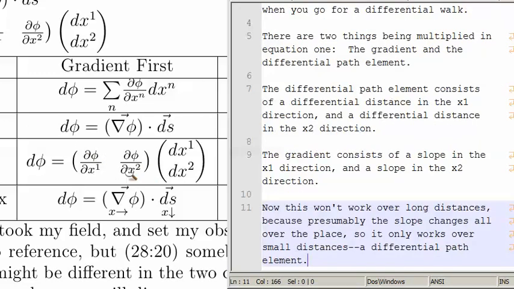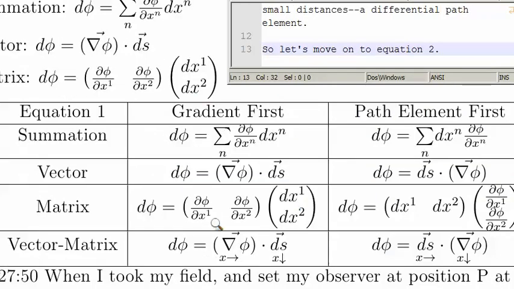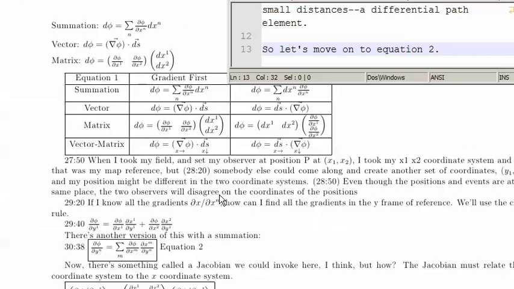Now these slopes aren't going to work over long distances because presumably these slopes will be different all over the place, so it works only over small distances, a differential path element, for instance. So let's move on to equation 2.